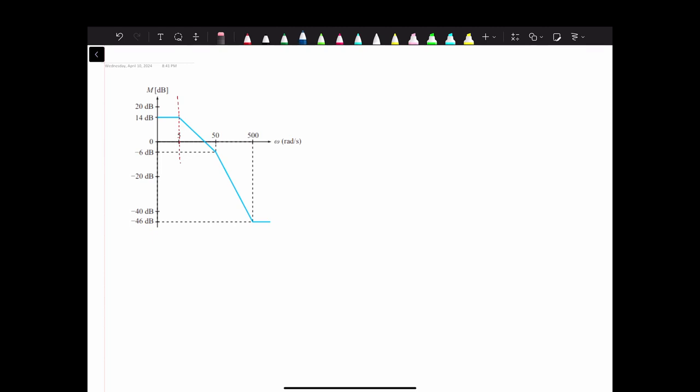Now this constant k has a magnitude of 14 decibels. If we want to find the value of k in the transfer function, we know that 20 log of k is equal to 14. Therefore, log of k is 14 over 20. So k is equal to 10 to the power of 14 over 20, and that would give us the number 5. So our k is equal to 5.